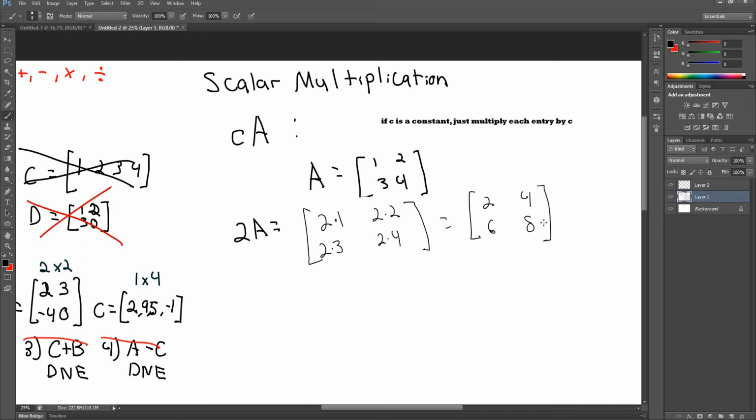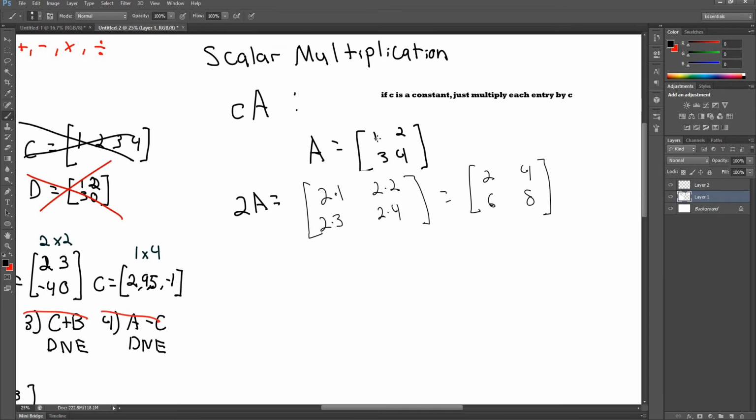So again, with scalars, order doesn't even matter because you only ever have one matrix. All you are doing is multiplying each entry by your constant.